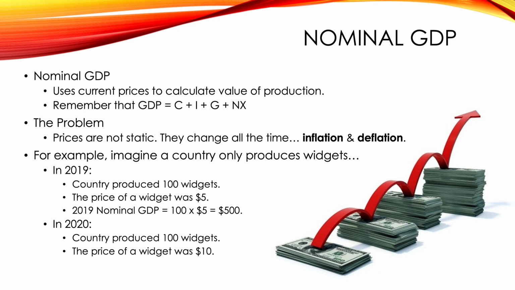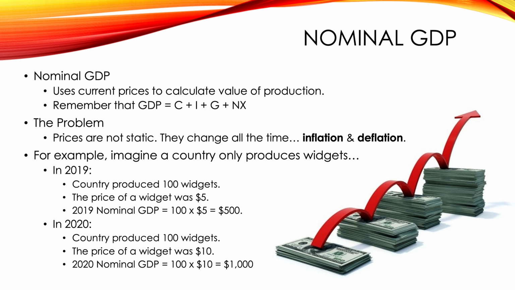So can we calculate the 2020 nominal GDP? Well, sure we can. 100 widgets, because that's the only thing that we make, times $10 per widget would make the nominal GDP $1,000 for 2020. So hopefully here you can see the problem. Because if we're only looking at nominal GDP numbers, it looks like production doubled from 2019 to 2020. The GDP was 500 in 2019, it's 1,000 in 2020. That must mean we made twice as much stuff, right?